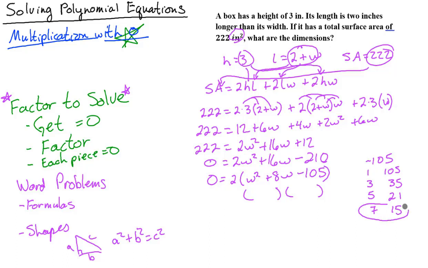So this looks like our one. Positive 15 and a negative 7. So we get w minus 7 and w plus 15, and a 2 out there, equals 0. So now let's set each piece equal to 0.